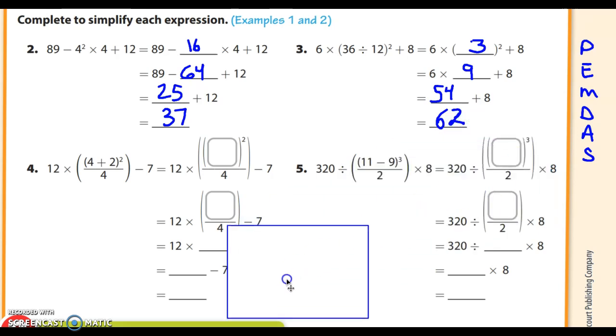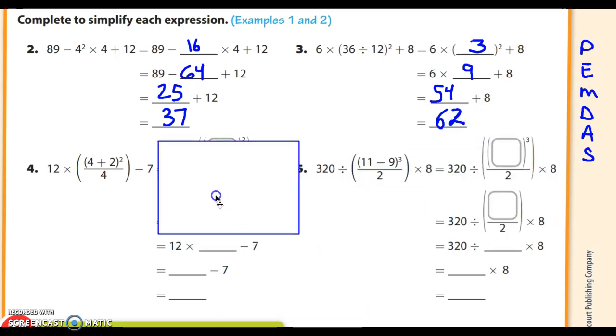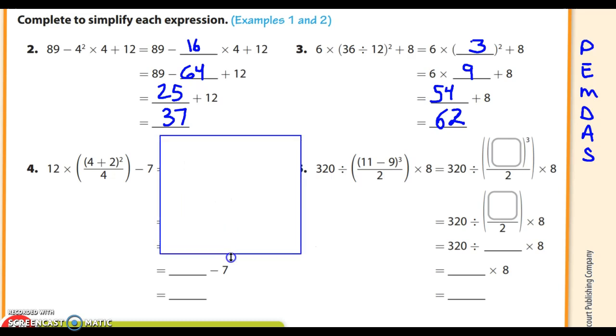All right, moving on. Number 4 looks confusing, but it's not bad. I'll help you. So what do we have going on in number 4? We have multiplication. We have parentheses. Inside the parentheses, we have add. We have parentheses. We have an exponent. We have divide, and we have subtract.